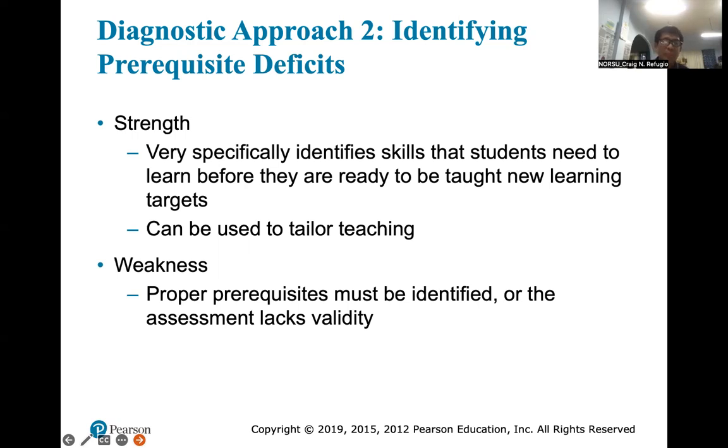Because there might be a case that the students already know about these different subject matters and learning competencies, and you keep on teaching. That would just become so boring. It can be used to tailor teaching. So you can design your teaching-learning processes because you know the strength. Weakness: proper prerequisites must be identified or the assessment lacks validity. So there are times that there are prerequisite skills, and if the prerequisite skills are not mastered, then that would become a weakness.